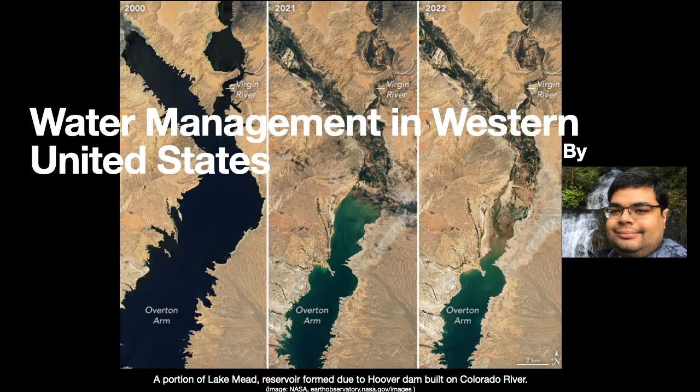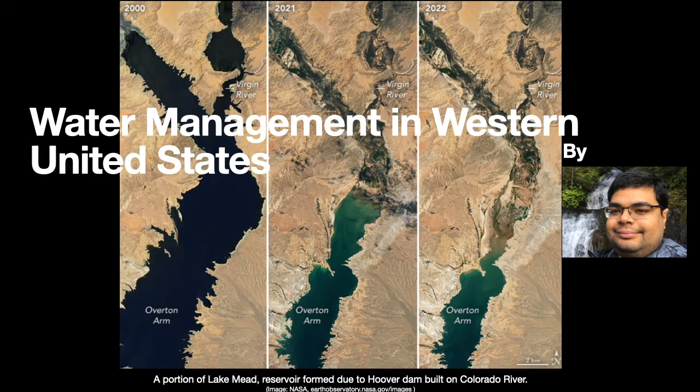So, as you might know, Lake Mead is the name of the reservoir that is formed on the Colorado River due to the Hoover Dam, which is adjacent to the city of Las Vegas.